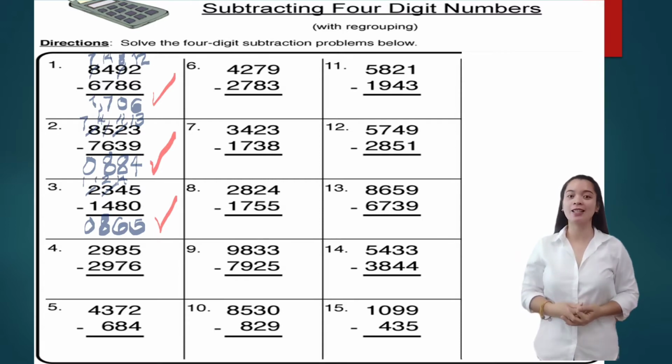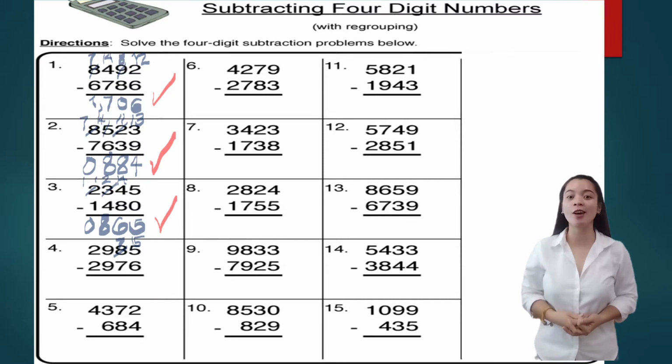So let's move on to number 4. We have 2,985 minus 2,976. So let's start. 5 minus 6 cannot be, so we will borrow from 8. So 8 becomes 7. 5 becomes 15. So 15 minus 6 is equals to 9. 7 minus 7. Okay, good job. 0. 9 minus 9. 0 again. 2 minus 2. 0 again.